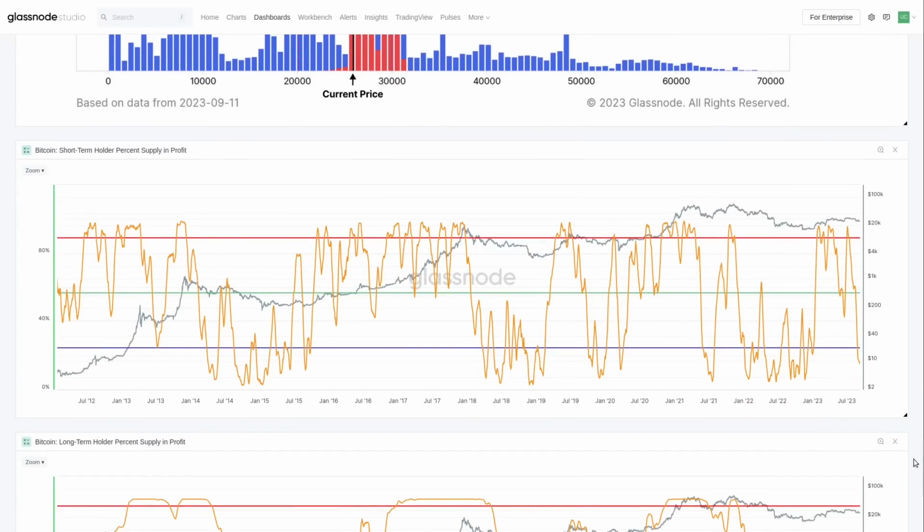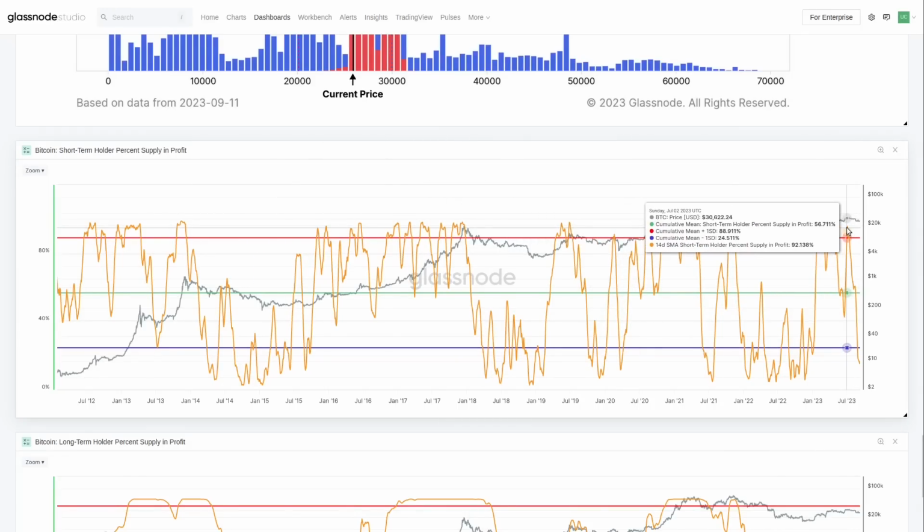So to close out, I just want to highlight how significant this event actually is. Here we've got the percent of supply in profit for the short-term holder cohort. So essentially, of all of the short-term holder coins, how much of it is currently held in profit, which obviously the inverse is in loss.